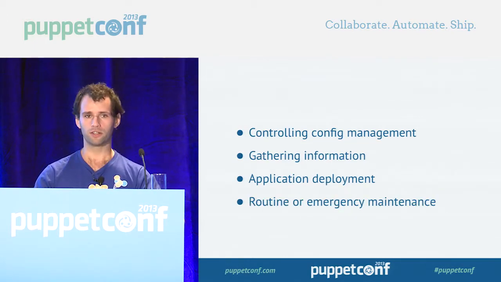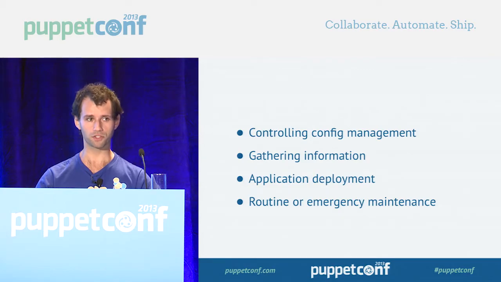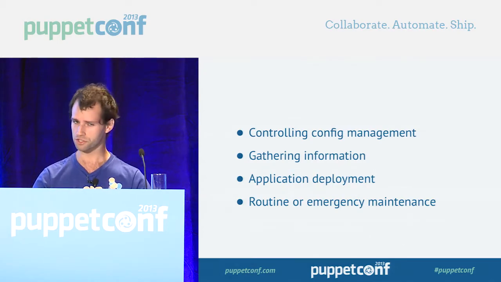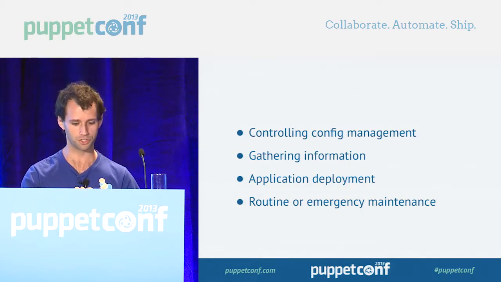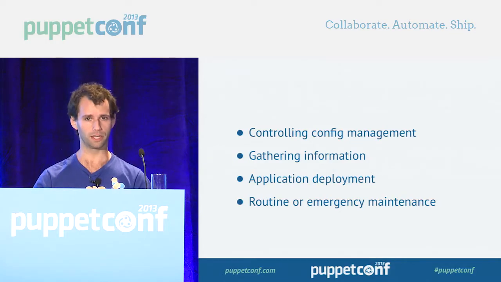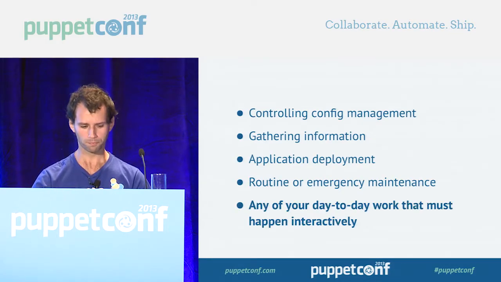You can use it for routine or emergency maintenance. If you have accidentally shipped bad Puppet code and you need to shut things down and fix it, the orchestration engine is your best friend. It will shut everything down immediately. It will let you start and stop services, upgrade or downgrade packages, and it can let you do all kinds of other things as well.